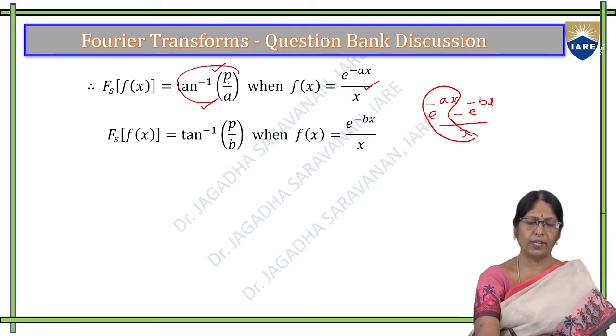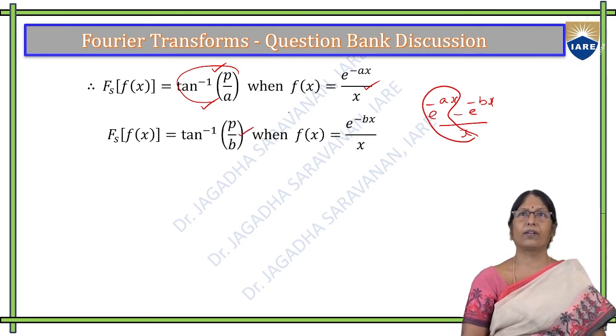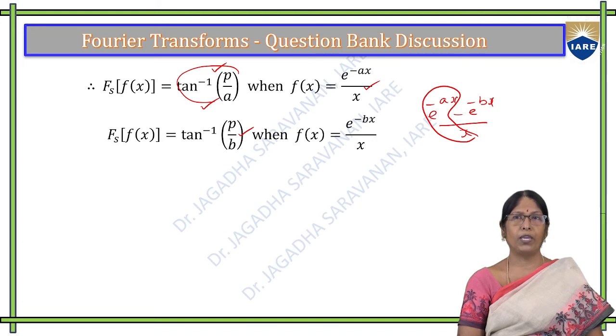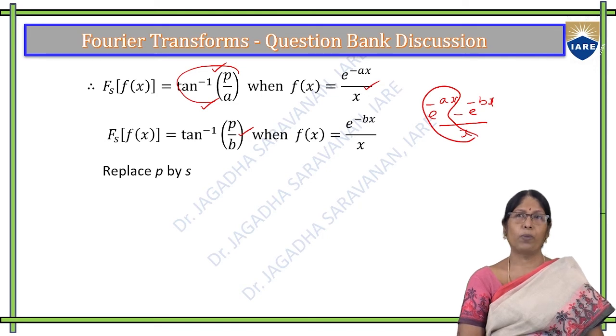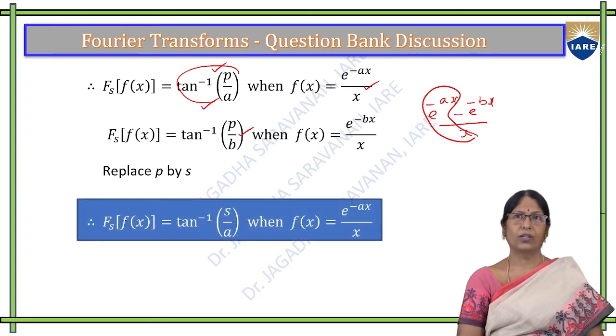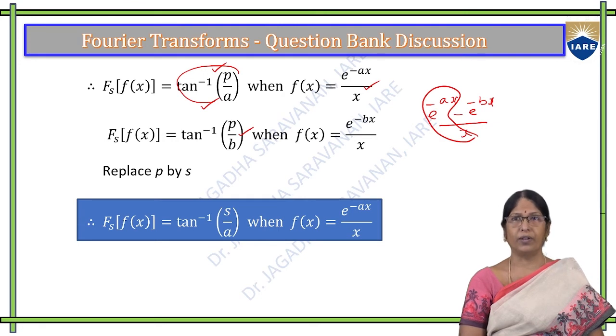When minus a is there, it is tan inverse p by a. If the function b is there, we can write tan inverse p by b. Here our understanding level has increased. But we are noticing in the question there is no p term, the s term is dominating. So we replaced completely wherever p is there. Yes, we replaced it. So this is the way we achieved the result.